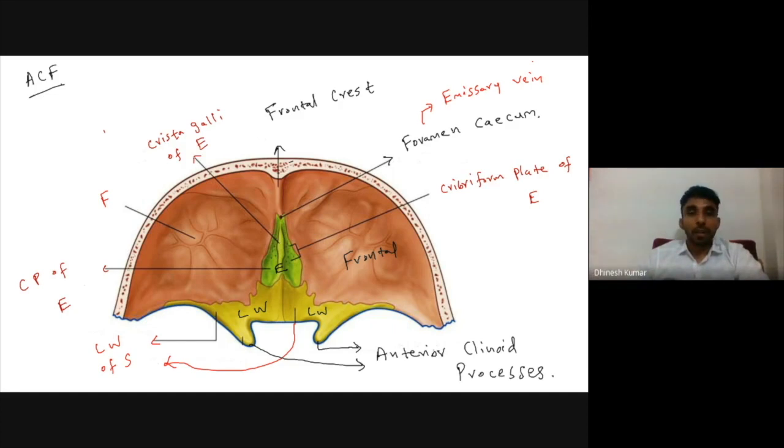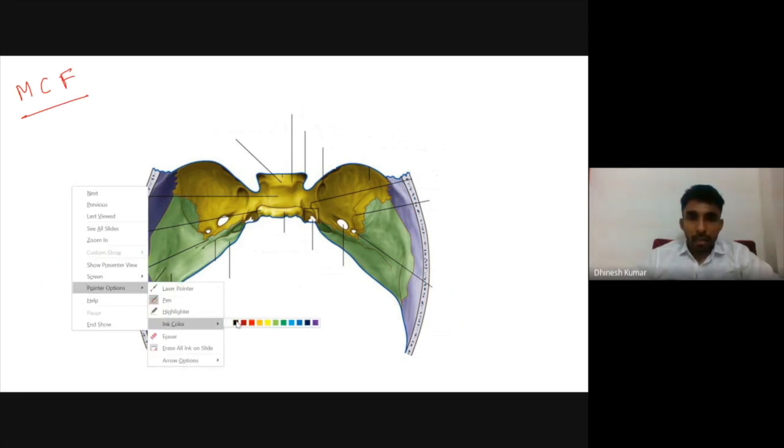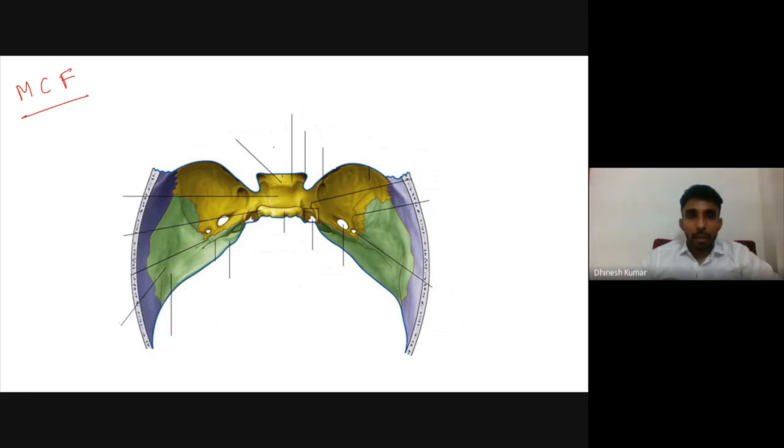Now let's move to the middle cranial fossa. In this diagram, you are able to see the various bones forming the middle cranial fossa, isn't it? As we have studied, this is the body of sphenoid bone, located exactly in the midline. And on either side of body of sphenoid bone, these are the greater wings of sphenoid bone, right?